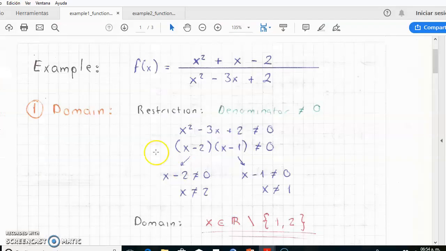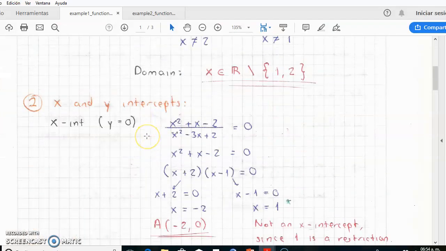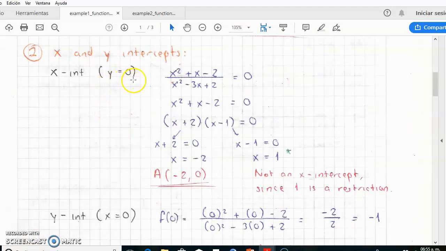Example, it's the same function, but at the second step, for the x-intercept, if you observe, the y has to be equal to 0, so the entire function is equal to 0. In that case, remember that the whole denominator passes to the other side, so it becomes 0 times the denominator is 0. So you only have the numerator, x squared plus x minus 2 equal to 0. We also factorize that if it's possible. In this case, it's going to be (x plus 2) times (x minus 1) equal to 0. Therefore, each factor is going to be x plus 2 equal to 0, x minus 1 equal to 0. We isolate, so it's going to be x equal to negative 2, x equal to 1.